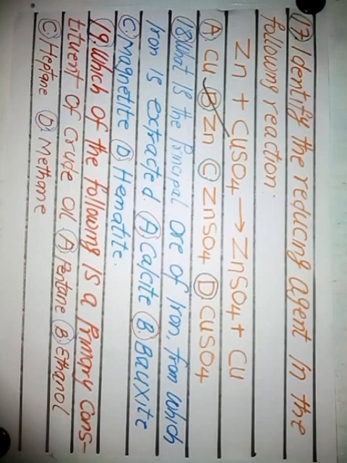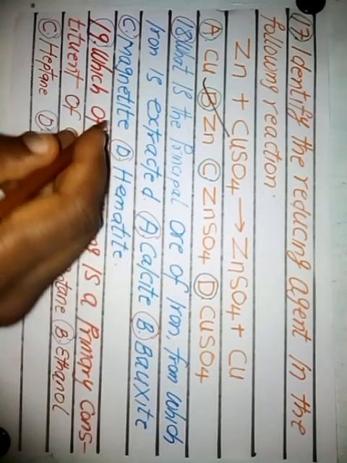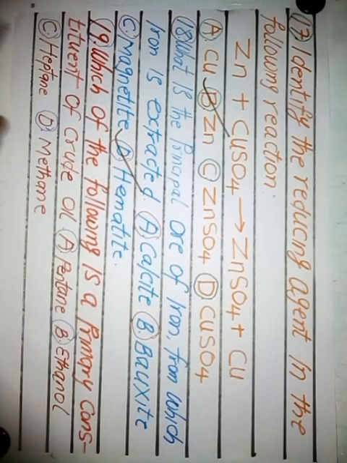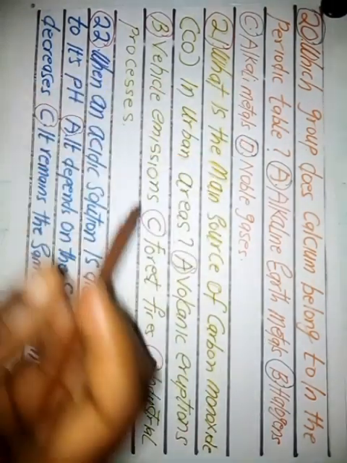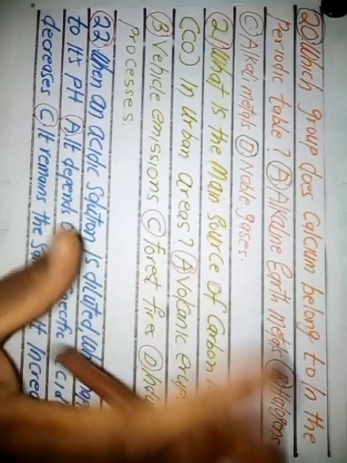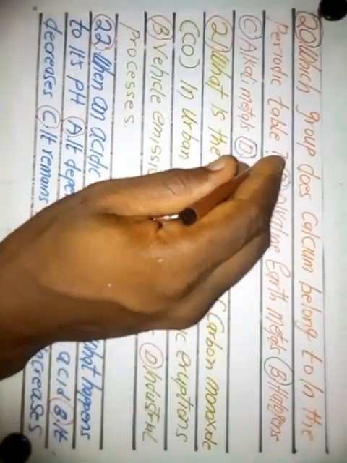Next question, what is the principal ore of iron from which iron is extracted? So your answer is hematite. Which of the following is a primary constituent of crude oil: pentane, ethanol, heptane, methane. So your answer is methane. What group does calcium belong to in a periodic table? So calcium is in group 2, and the general name for them is alkaline earth metals.